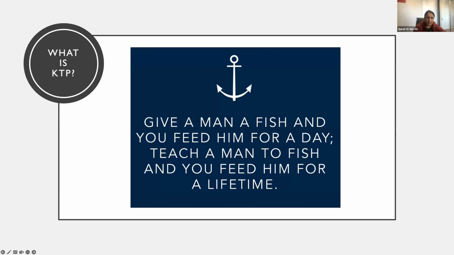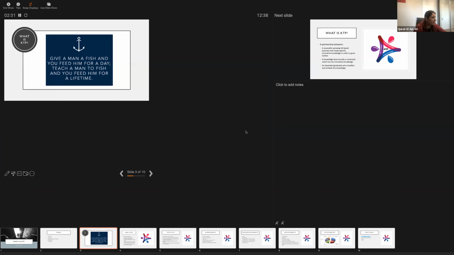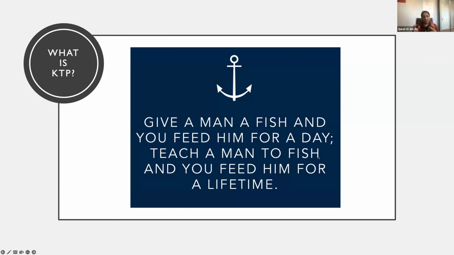To make you understand what a KTP is, it's important to have a look at this quote. Give a man a fish and you feed him for a day. Teach a man to fish and you feed him for a lifetime. So the purpose, from a bird's eye view, of the KTP is to train you to be a good researcher, to be a good engineer if you are an engineer. So it is basically a training, as I would like to call it.